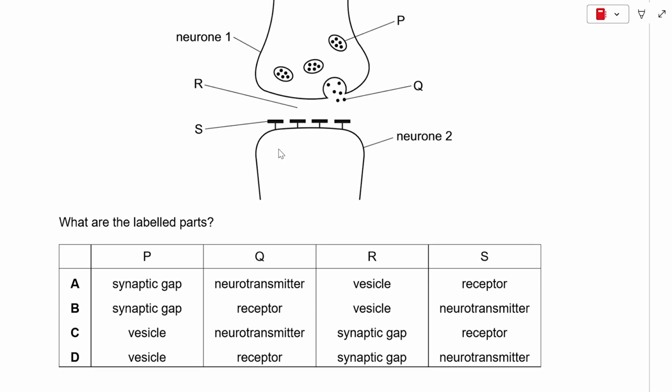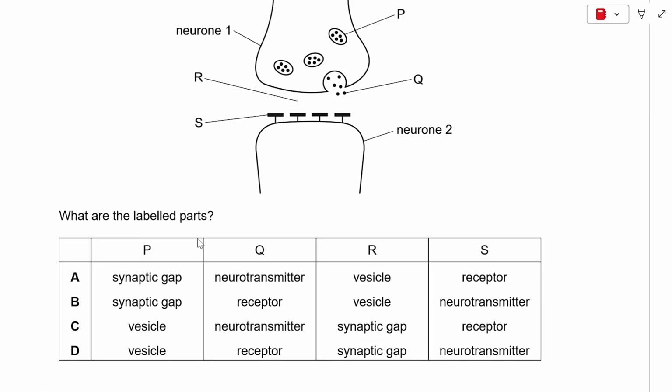All right, so we have to look. P has to be a vesicle, either D or C, and then Q is the neurotransmitter, so it's C, and then R is the synaptic gap, and S is the receptor. So our choice here will be C.